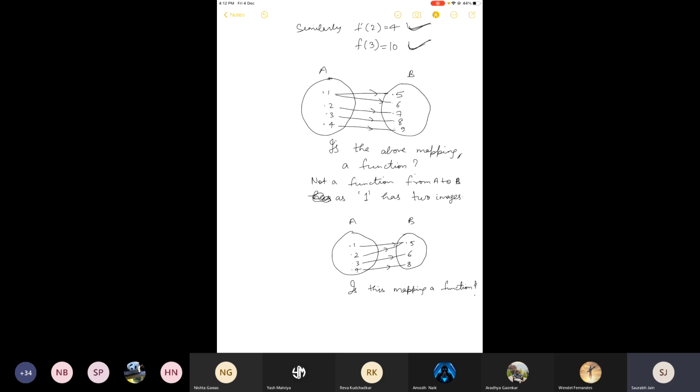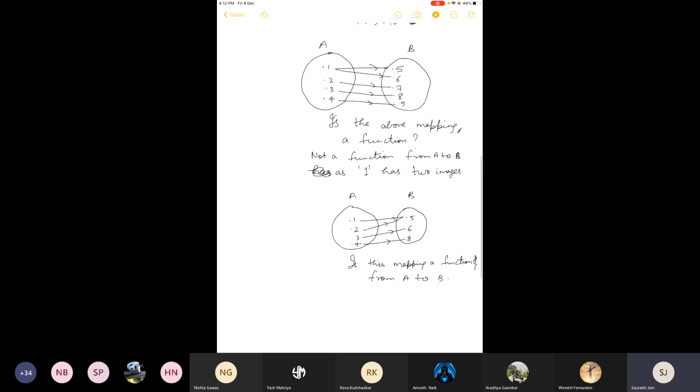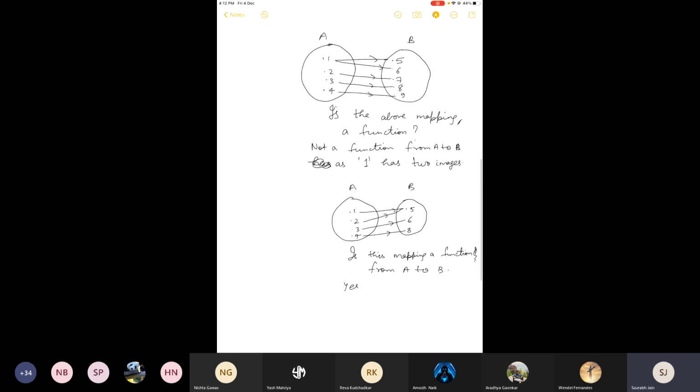Yes, now it is a function. Yes, it is a function from A to B, because see, 1 has only one image, only one image, that is 5. 2 also has only one image, which is 5.